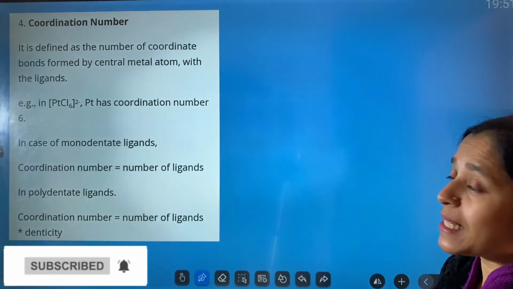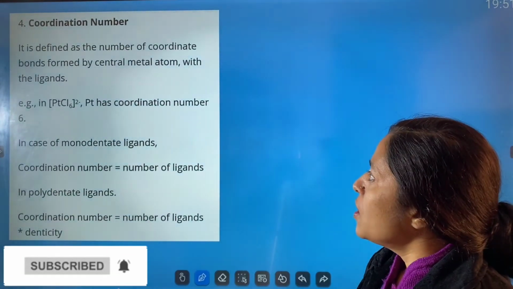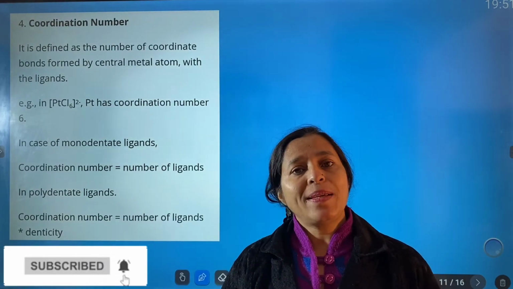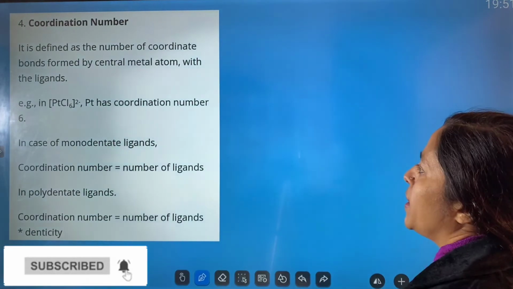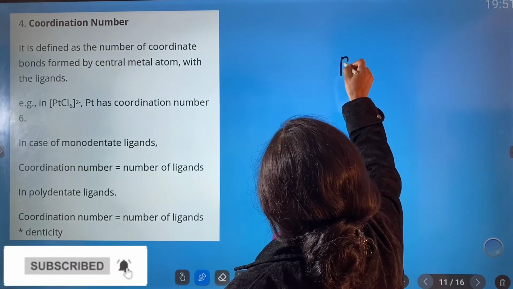Next is coordination number. So here we will be discussing what is coordination number in case of complex ions. It is defined as the number of coordination bonds that have been formed with the central metal atom or ion. It is known as the coordination number. So let's have a look at an example.